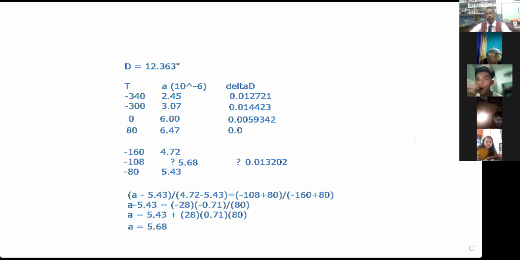Okay. So let's go back to the question. Sir, 5.68 is greater than 5.43, which is mas greater than po yung 80 sa negative 108 po. That is a good observation. Our answer should be between.